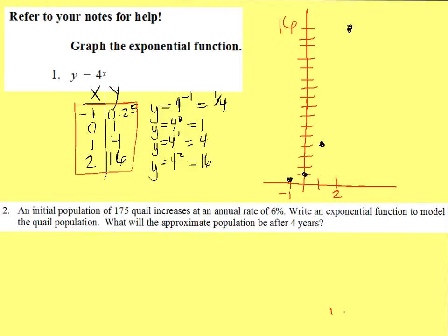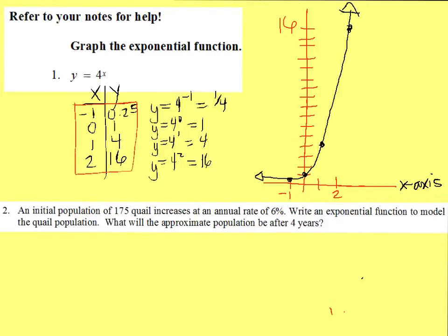Alright, remember that we cannot touch the line y equals 0, or our x-axis. This is our asymptote, so we don't want to touch this line. We have arrows on both ends, and we're just going to touch all of our points, and then arrow at this end too. So here's my graph.